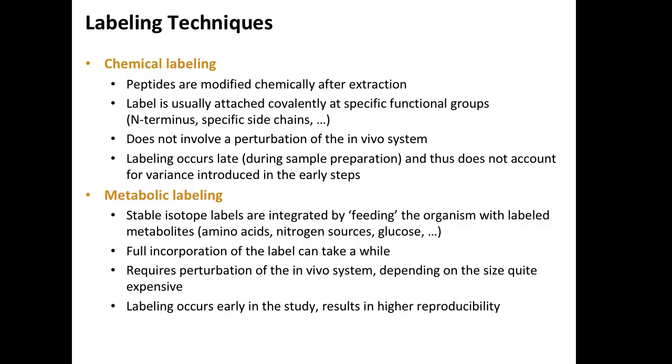The other option is metabolic labeling. The name already implies that you make use of the in vivo system to introduce the label. Prominent examples are SILAC that you might have heard of. You introduce these stable isotopes by feeding the organism with some labeled metabolite like amino acids. And the full incorporation, of course, can take a while. That's often done with cell culture. You just grow that on the proper medium, and then you introduce these labeled amino acids. And since the labeling occurs very early on in the study, you have a pretty high reproducibility because it's pulled through all these steps in the same manner.